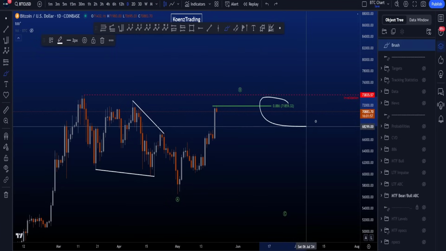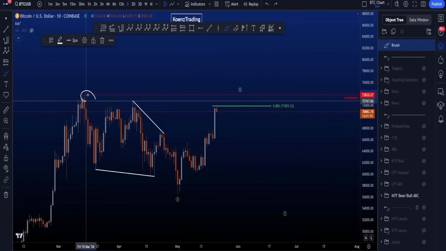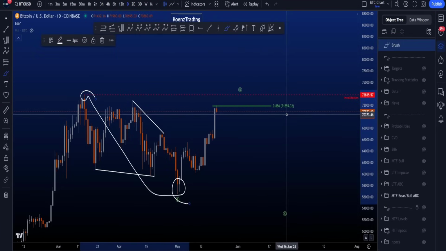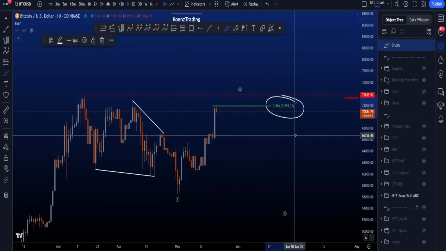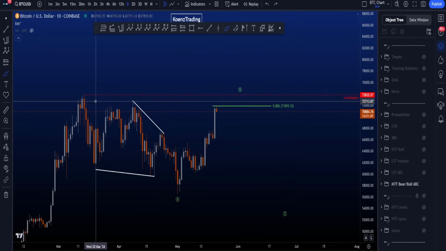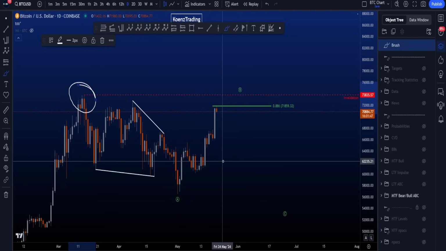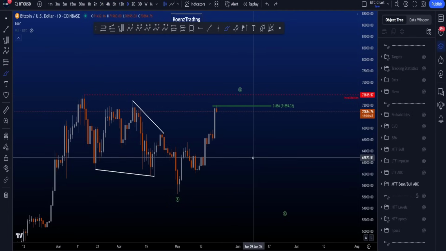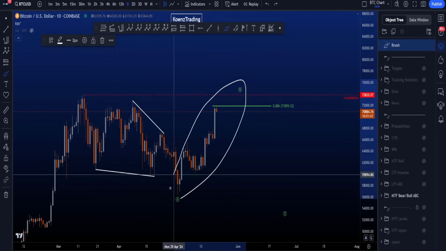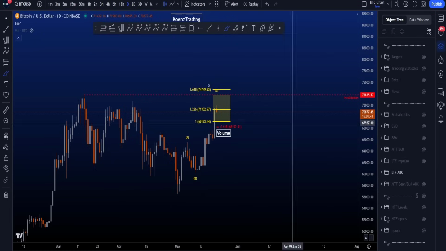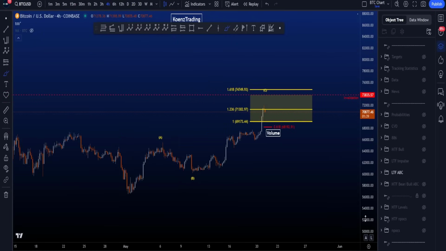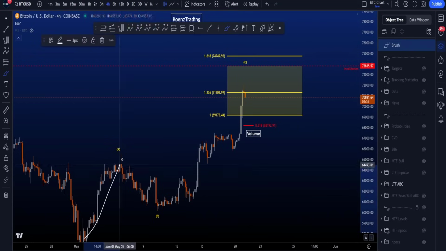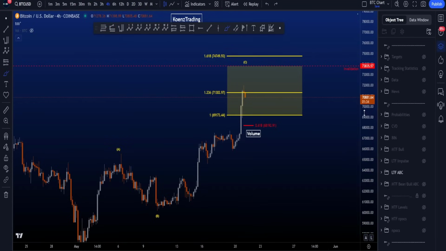A common target area for a wave B is the 0.886 taken from the high to the low of wave A, giving you a target at 71.8k, and the invalidation for this scenario is price taking out the all-time high at 73.8k. If we then zoom in to this wave B, we're looking for a 3-wave corrective structure to the upside in a zigzag, a 5, a 3, a 5, ABC.